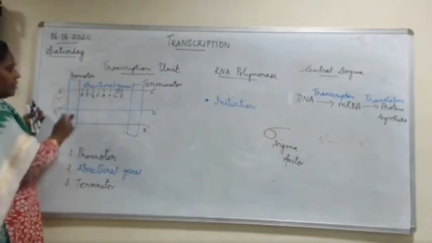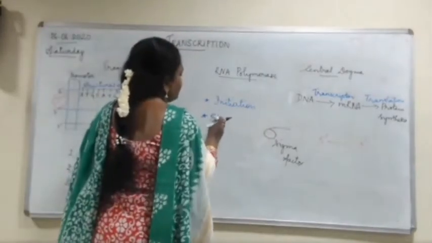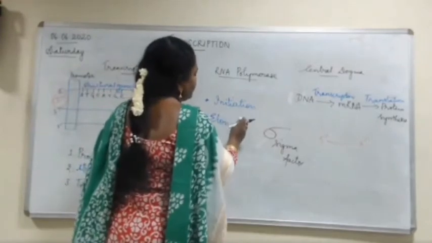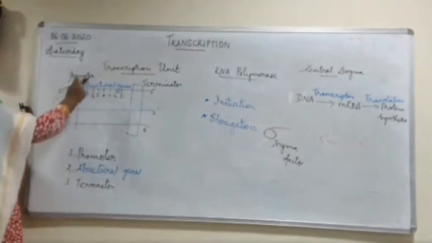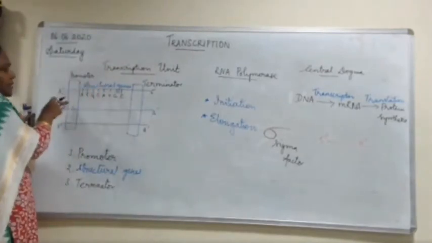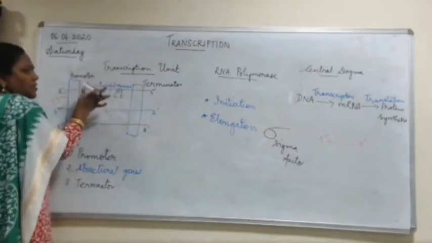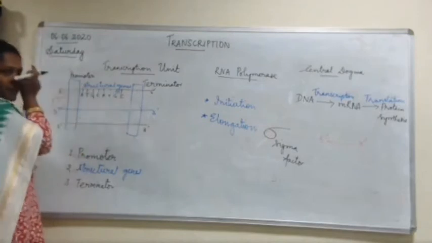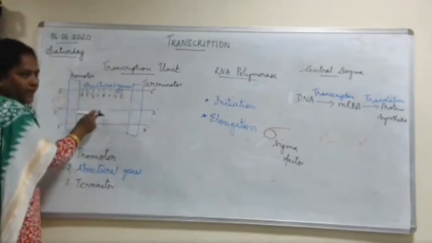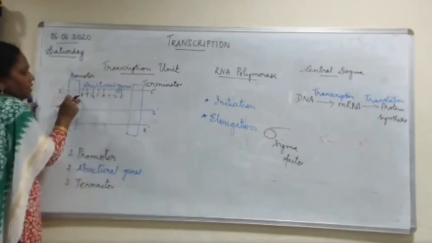Right? Then what is the next step? Second step is elongation. What is elongation? This RNA polymerase, after initiating the process, continues with the message, that is the genetic information that is present in between the promoter and the terminator. It has to be copied to the mRNA. That is nothing but what you call the structural genes. So after initiation, elongation.